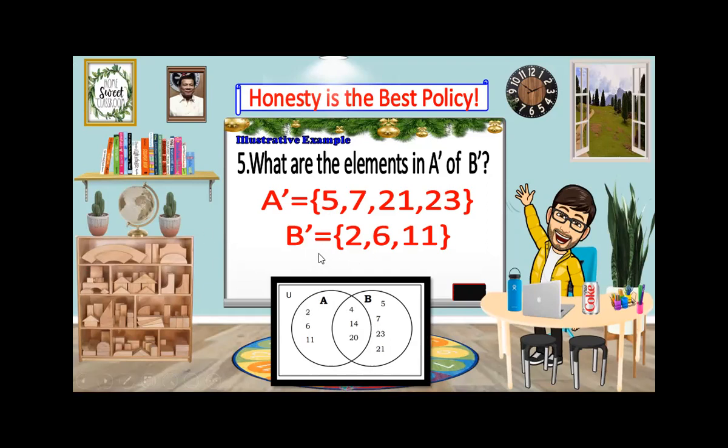Ganun yun sa set B. 2, 6, 11. Mapapansin nyo yung 2, 6, 11 nasa labas din ng B. Ibig sabihin, within the universal set, nawala sa kanya. Ganun lang yun. Kaya nga ang tagline dito ay, ano ba yung meron siya na wala ako? Or ano ba yung nasa kanya na wala sa akin? Ganon. Di ba? Kung ano yung wala with its territory. Ganon yung maging sagot natin, ha? Okay, that's it. Very good.